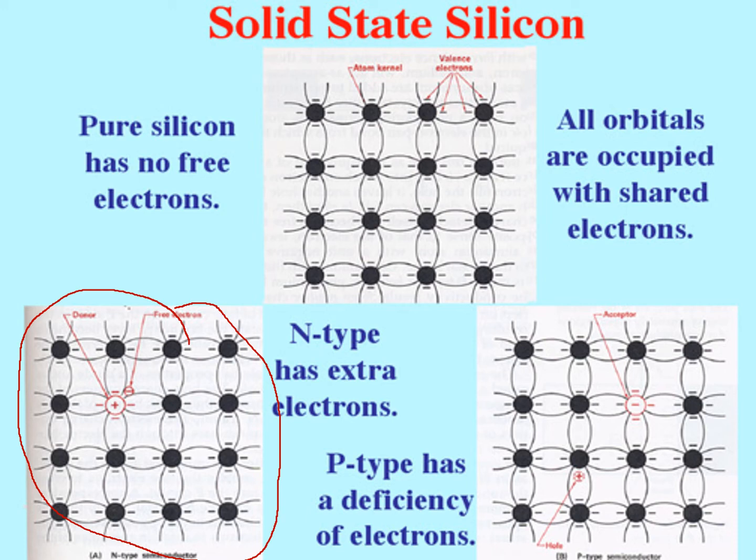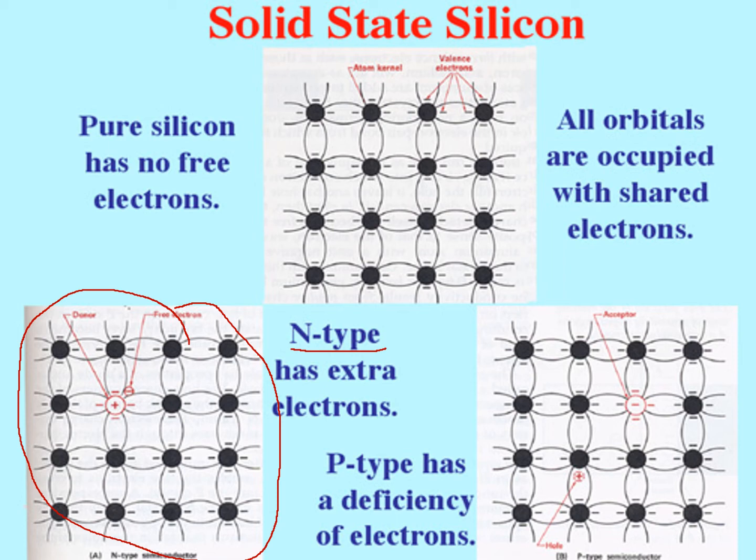You don't want to add too much, you just have to add enough, so every once in a while one of the silicon atoms is taken up by phosphorus. And phosphorus has an extra electron that silicon doesn't have, so now we've got extra electrons. These types of semiconductors are called N-type. N is for negative because the electron is negative.